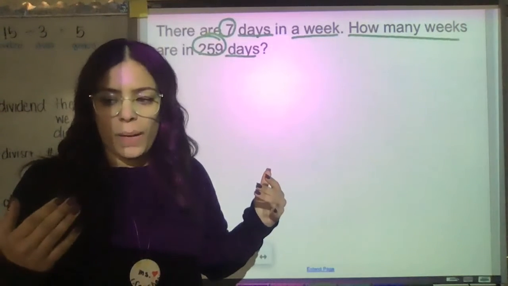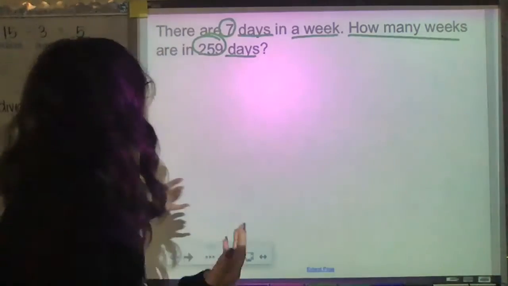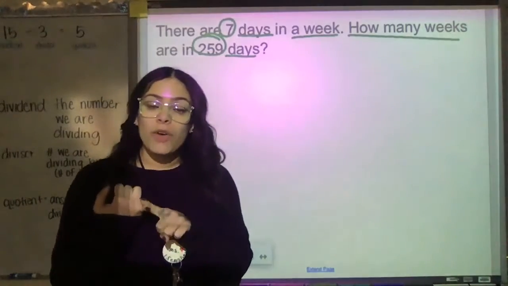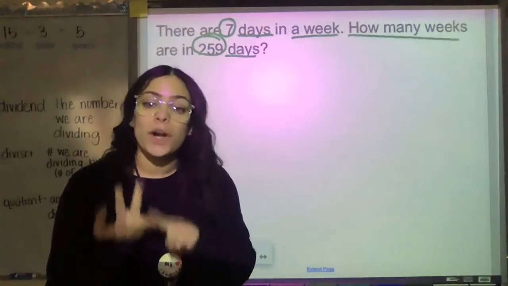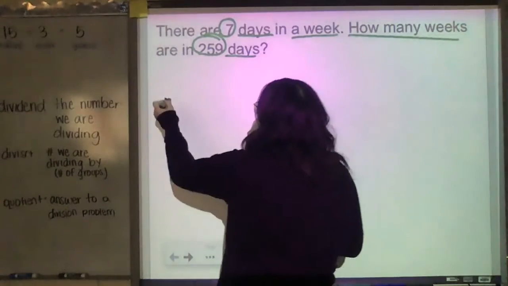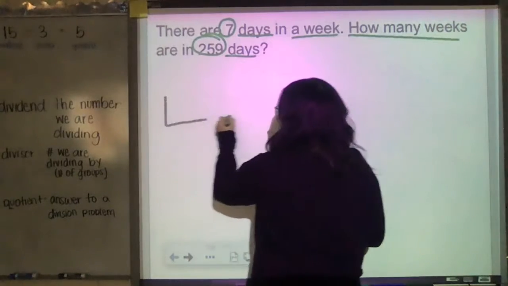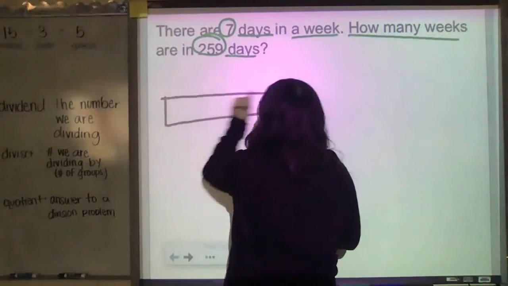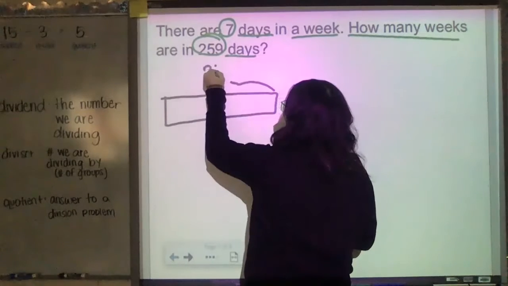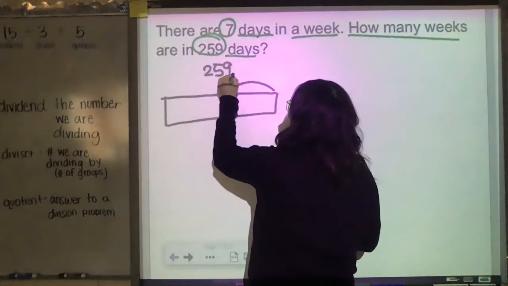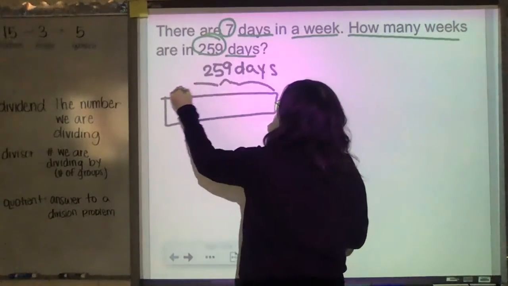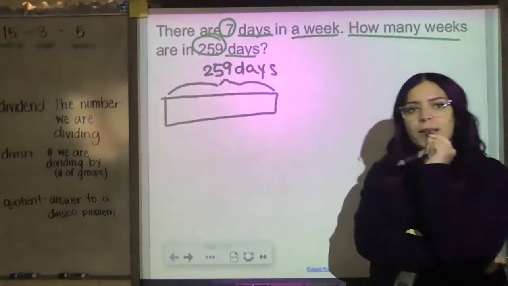So I'm thinking to myself, do I know the size of the group or do I know the number of groups at this point? Think to yourself, do I know the size of the group or do I know the number of groups? I have my tape diagram. I know my whole is going to represent 259 days. And I'm thinking about my parts. Do I know how many parts I have or just how many is going to be in each one?